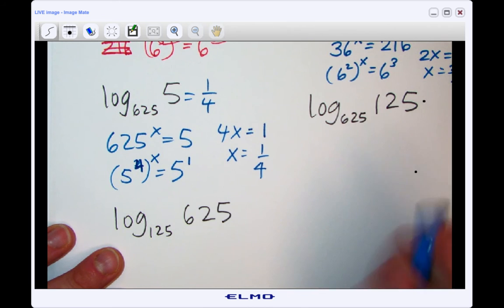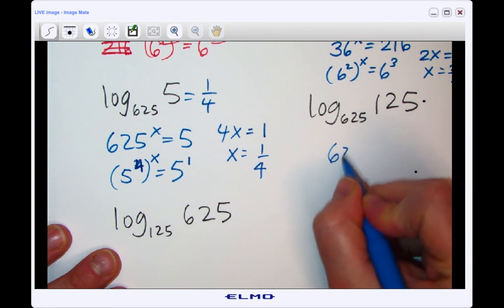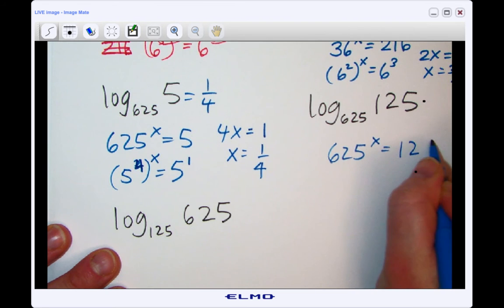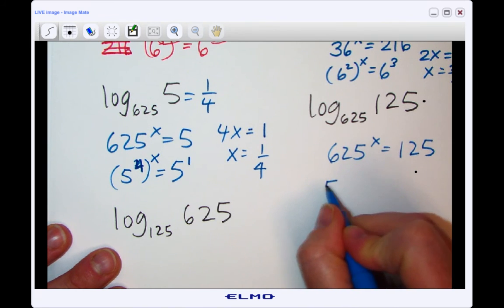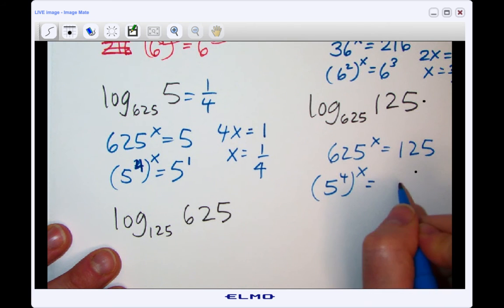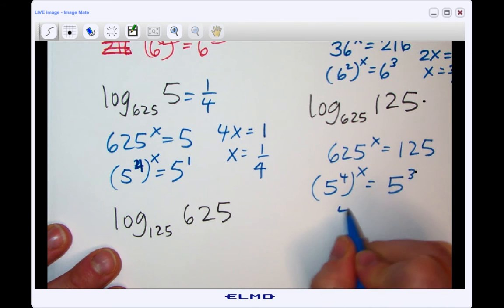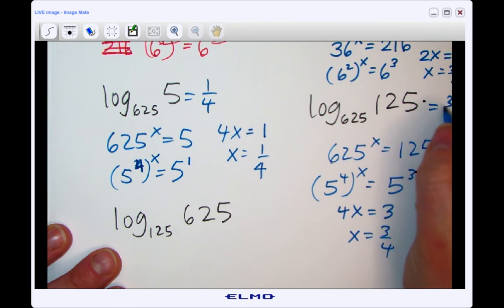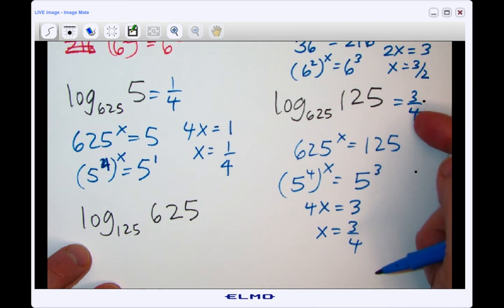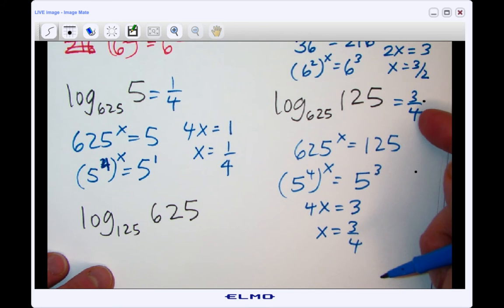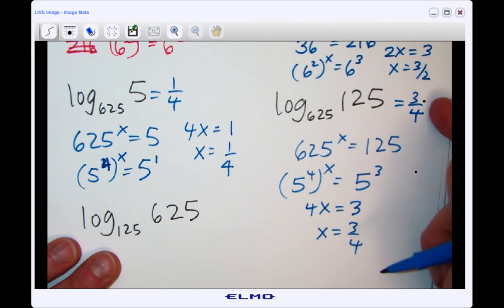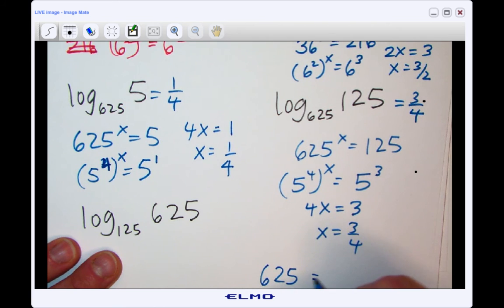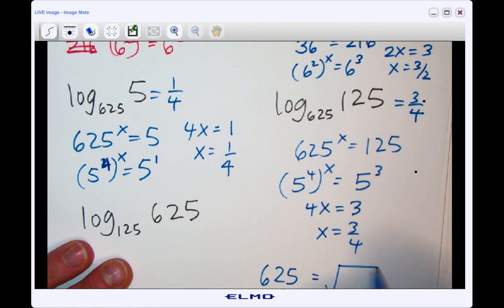We'll finish up these last two since they're here. This one says 625 to the x has to equal 125. So 5 to the 4th raised to the x has to come out to be 5 to the 3rd. So 4x has to equal 3. X has to equal 3/4. Now remember, when we have these fractions, we're talking about radicals, right? So it's saying that 625 is the same as the 4th power of 125 to the 3rd.